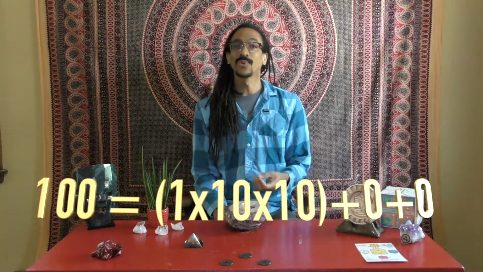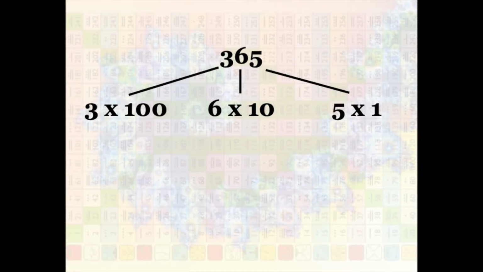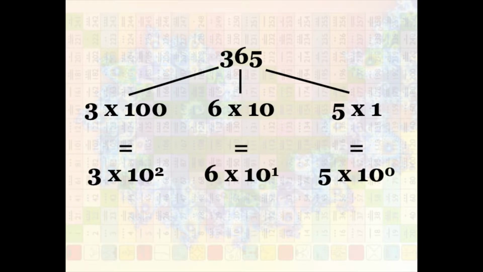Take the example of 365. The 3 represents 3 groups of 10 times 10, or 300. The 6 represents 6 groups of 10, and the 5 are individuals. An easier way to write 10 times 10 is 10 to the second. Now we see 365 is 3 times 10 to the second, 6 times 10 to the first, and 5 times 10 to the power of 0.